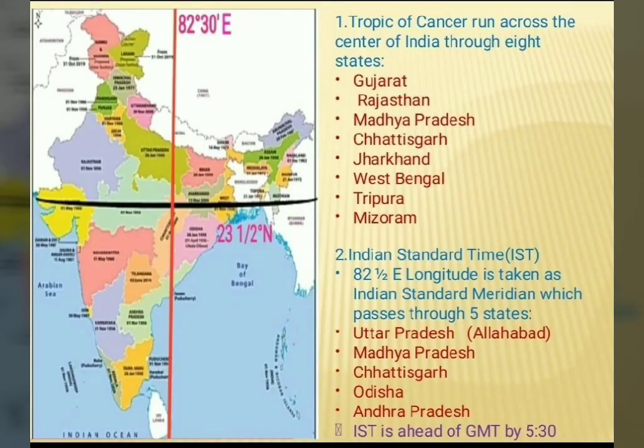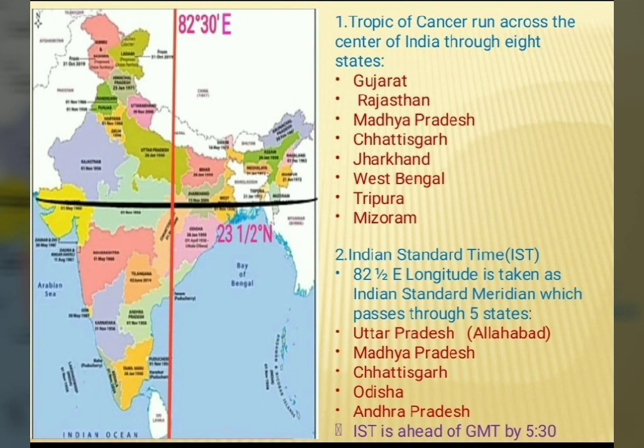Tropic of Cancer runs across the center of India through 8 states: Gujarat, Rajasthan, Madhya Pradesh, Chhattisgarh, Jharkhand, West Bengal, Tripura and Mizoram. South India lies in tropical zone. North India lies in temperate zone.